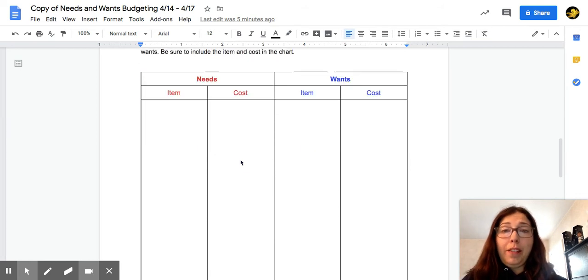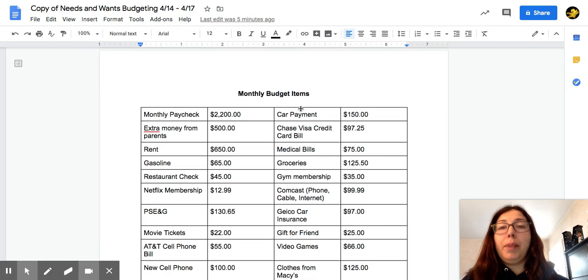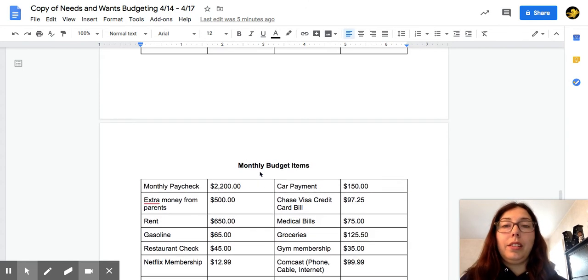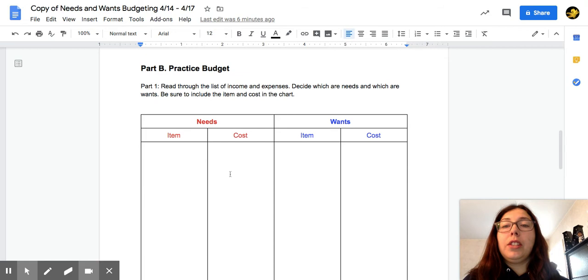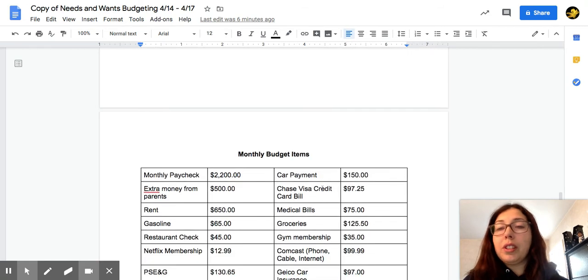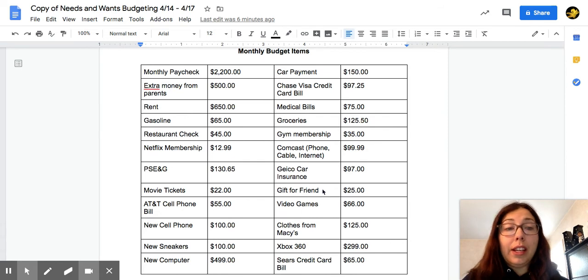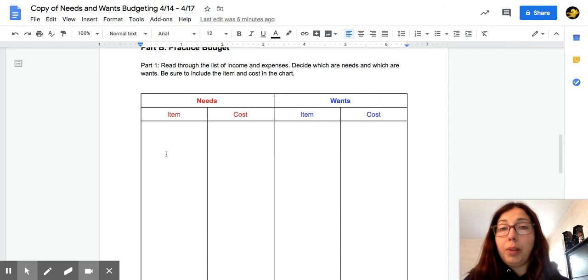For part B, you have to look at both pages. There are monthly budget items, which are all the things that you want and need to buy this month. You're going to read through this list of items down here and decide, is it a want or a need? Up here, you're going to put all your needs, the item and the cost, and the wants over here.